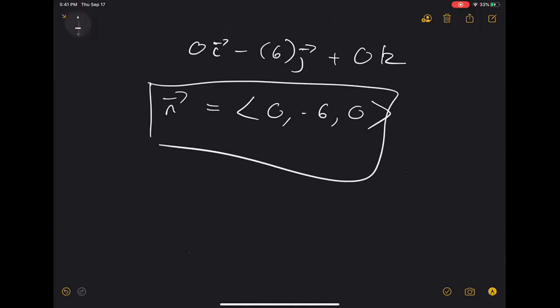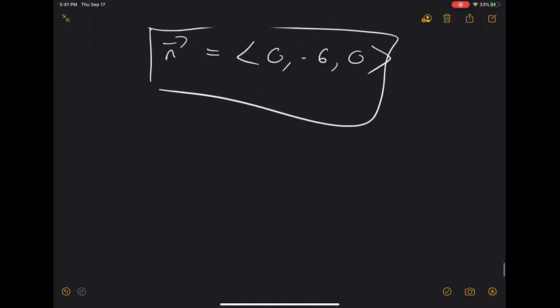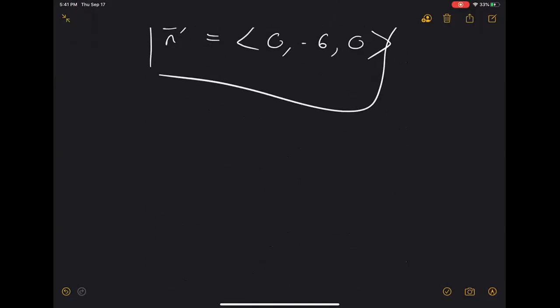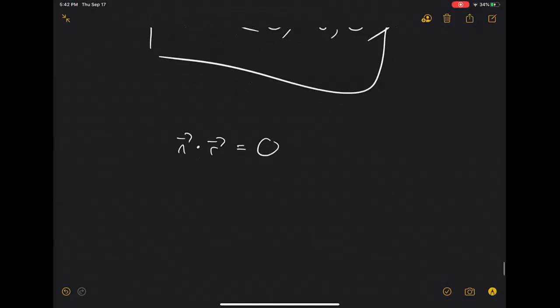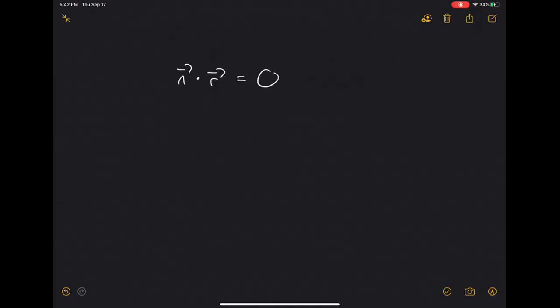Now I have a plane and a normal vector. Remember, the vector equation for a plane is what? N dot r equals 0, where r is some vector x, y, z.